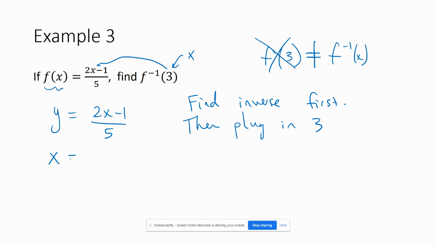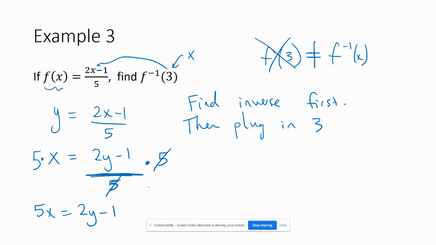So remember the steps. Step 1, switch the x and the y. Step 2, solve for y. So how do we get y by itself? Whenever you have a big division bar like this with a binomial on the top, we want to just multiply both sides by the denominator if it's a number, and that will cancel out that number. So next we have 5x equals 2y minus 1. Now remember, we're solving for y, so we need to add 1 to both sides. 5x plus 1 equals 2 times y. And the last step here is divide by 2.